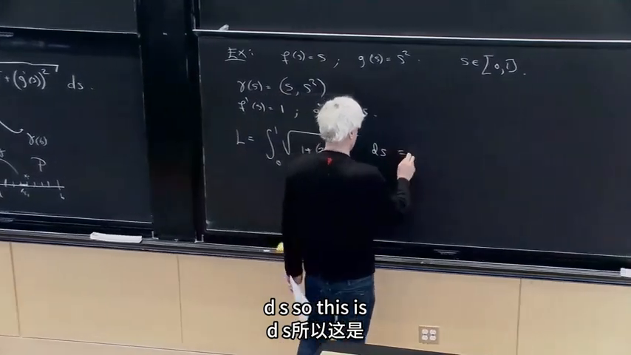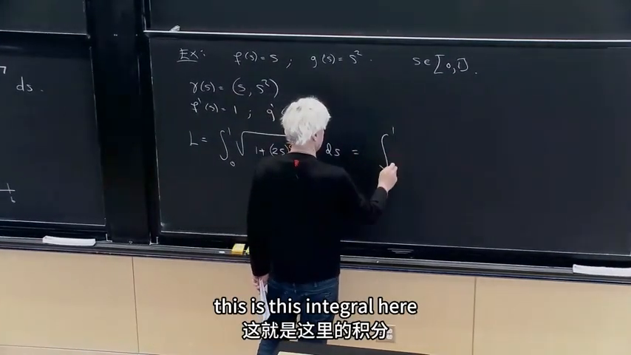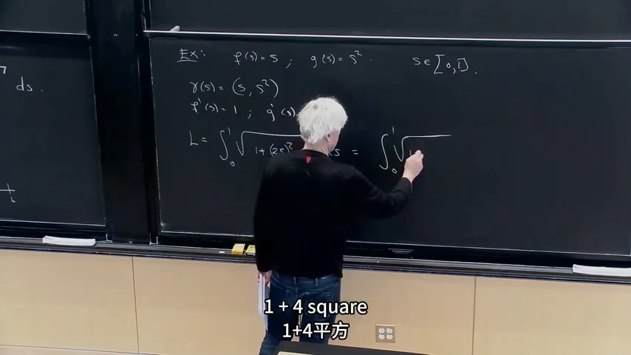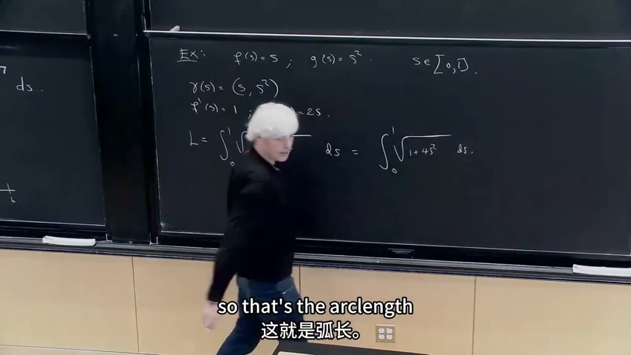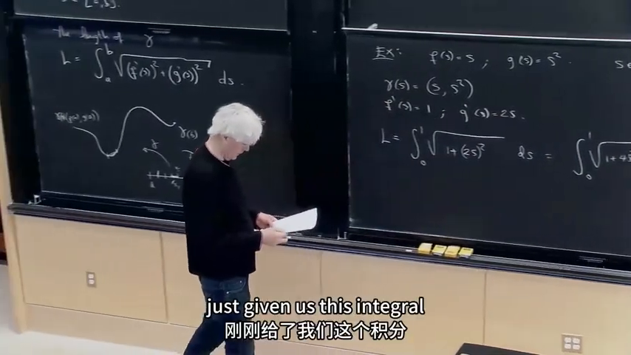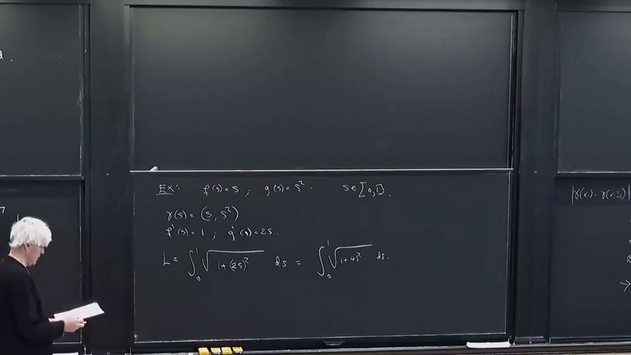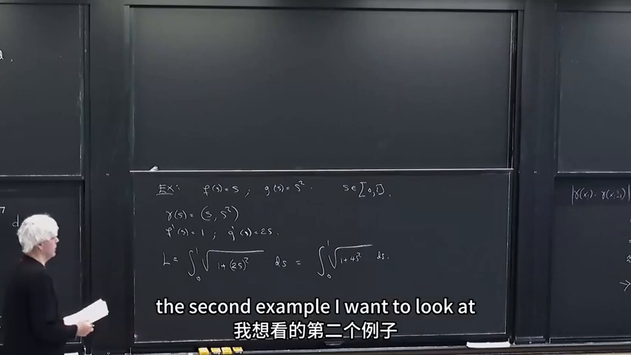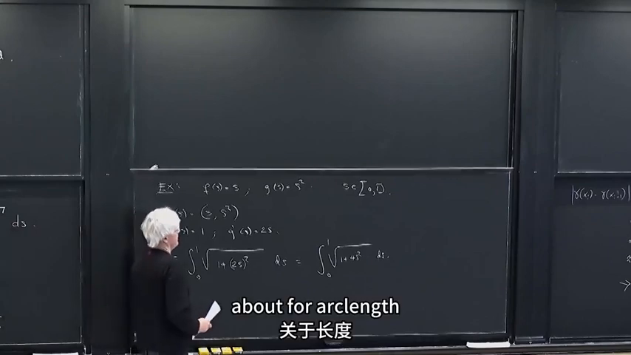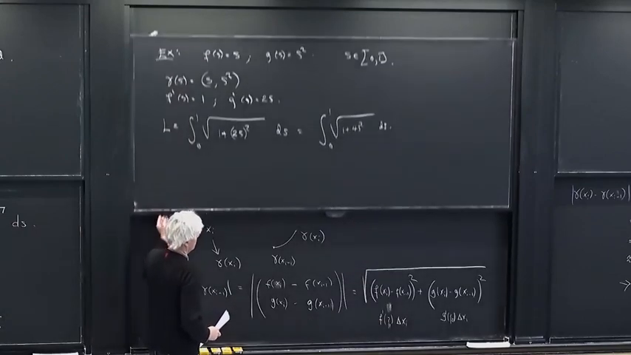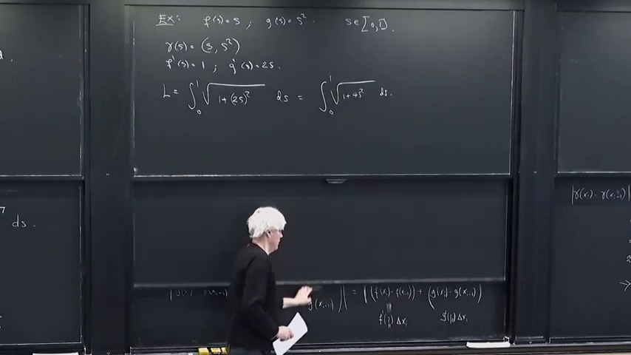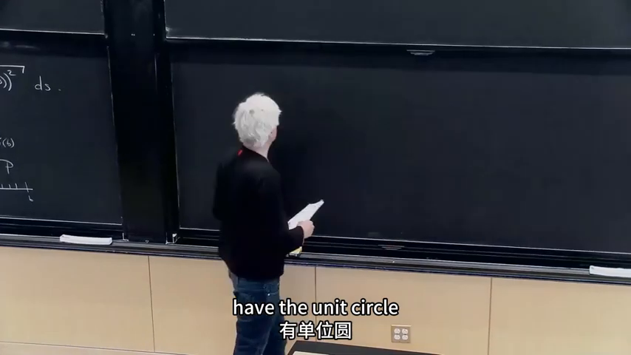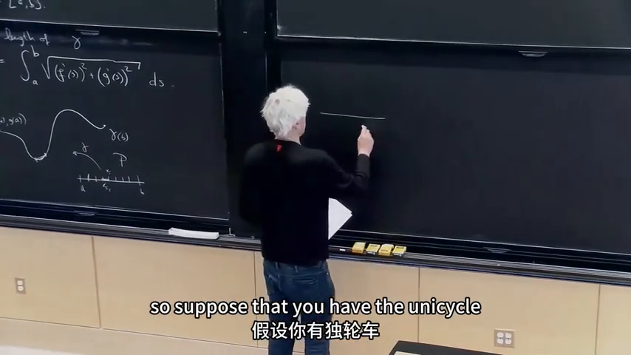So this is the integral of the square root of 1 plus 4s squared. So that's the arc length, right? It's given as this integral. The second example I want to look at for arc length is the unit circle. So suppose that you have the unit circle.